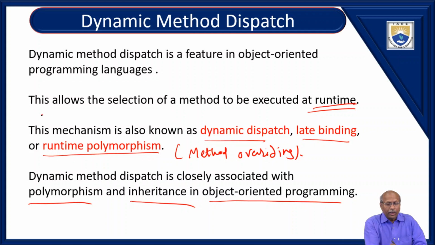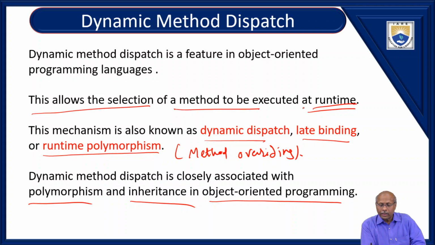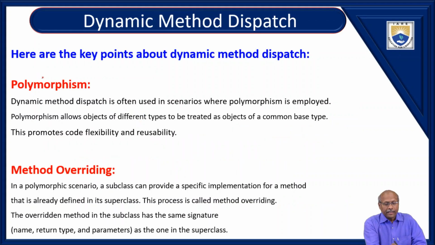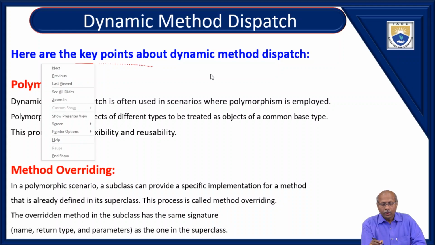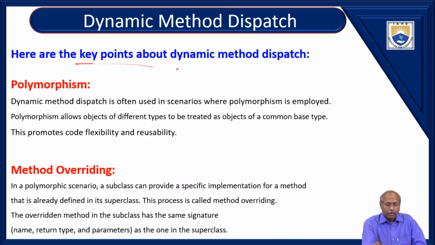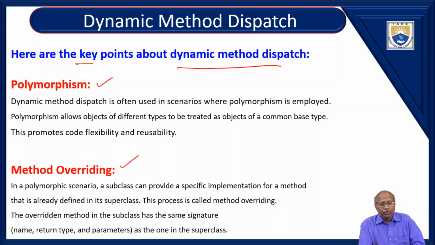So what is the main goal of this? It allows the parent to choose a particular method during runtime. This allows selection of a method to be executed at runtime, and this provision is given only to the parent class. Here are some key points you can note down. First point is polymorphism. Second is method overriding, because there is no method overriding without polymorphism. First you have to understand how polymorphism implements this concept, dynamic method dispatch.